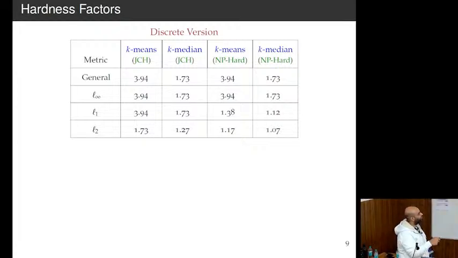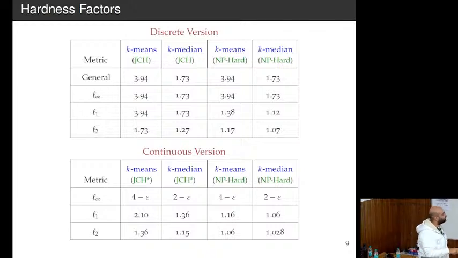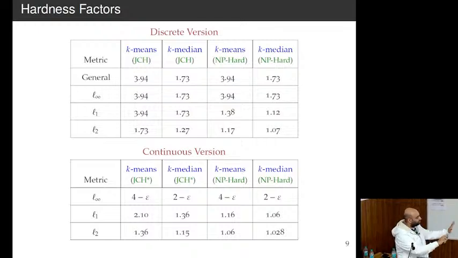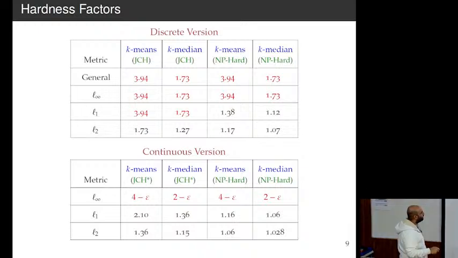And I'm looking at the general metric, where you're just given the metric space as part of the input, and L infinity, L1, L2. These are some popular metrics to consider. In the continuous version, where you can pick the centers anywhere in space, similarly, here there's a star mark. I'll get into this later. So these are numbers, but let me tell you, the things in red I believe to be tight. In other words, the onus is on the algorithmic community to prove they're tight, because I don't think I can do better. And so I don't think you can beat these numbers.